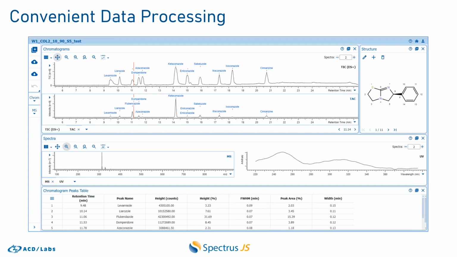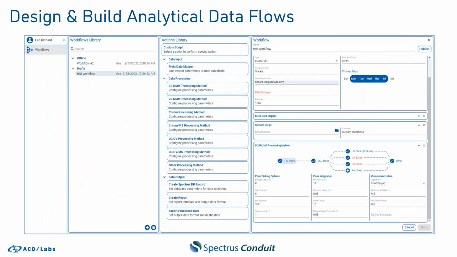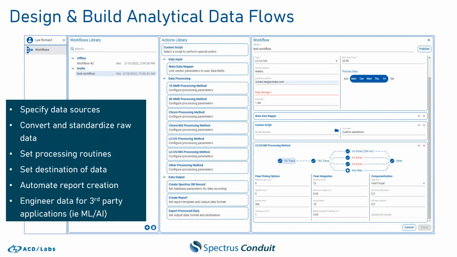But aside from actual data interactivity, from the end user, we also wanted to provide an interface for you to track and create your own data flows within your environment. So this is what we call Spectrus Conduit that we are developing that allows you to design and build your own analytical data flows. You can specify data sources. You'll be able to convert and standardize the raw data into our environment, set processing routines, and set the destination of that processed results into a specific record set within Spectrus DB.